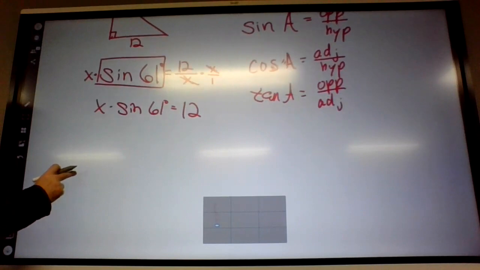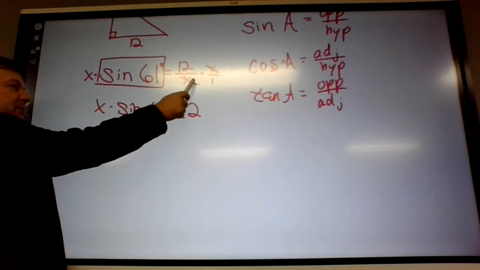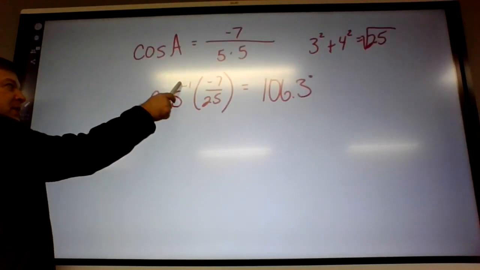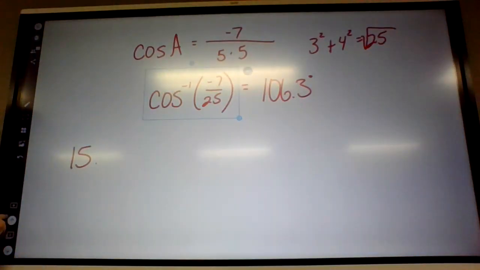You guys still with me? I multiplied by x to get rid of it in the denominator over here. And now it's in the numerator on the other side. Where did it go? Nobody knows.